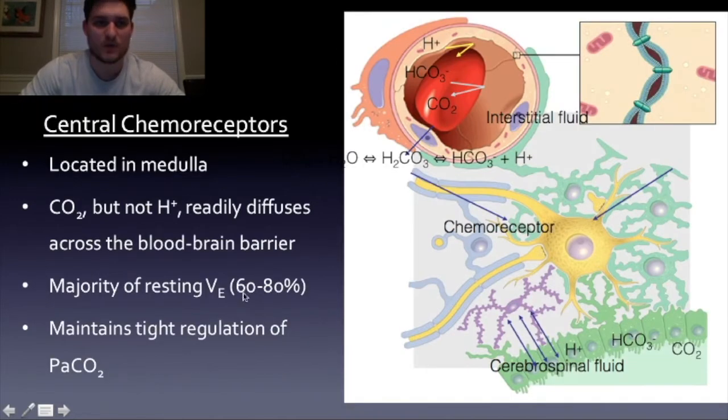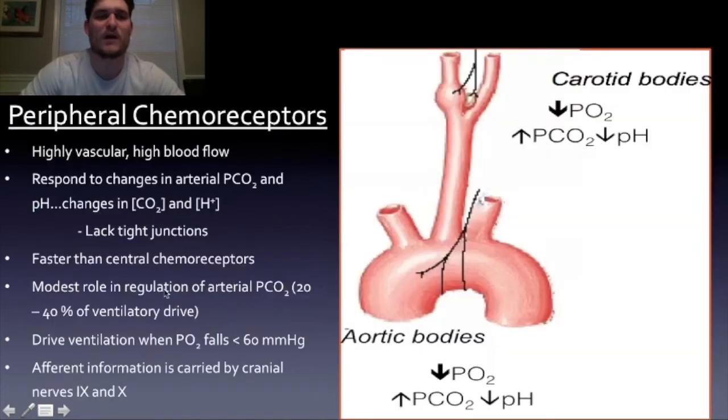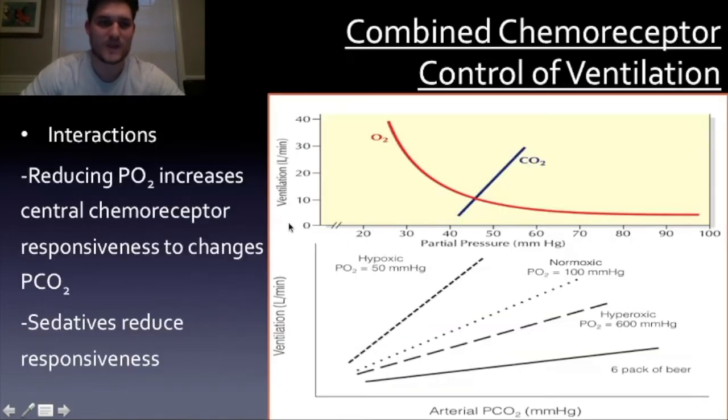So the central chemoreceptors are the ones that maintain a majority of the resting ventilation, and that means really, again, CO2 drives most of our resting ventilation as well. And so here you can see the changes.